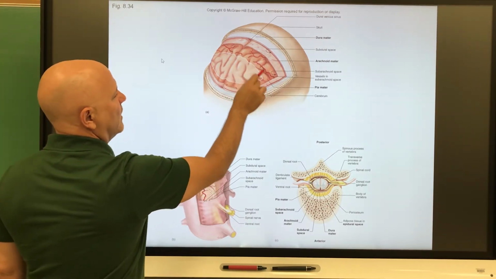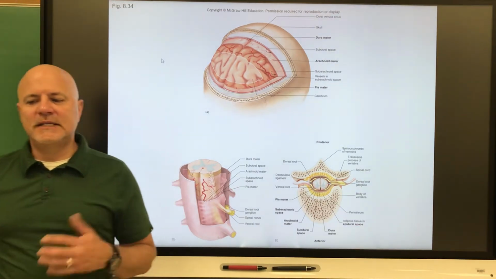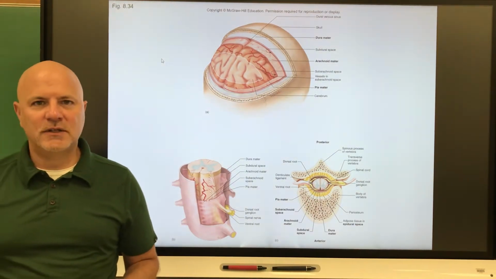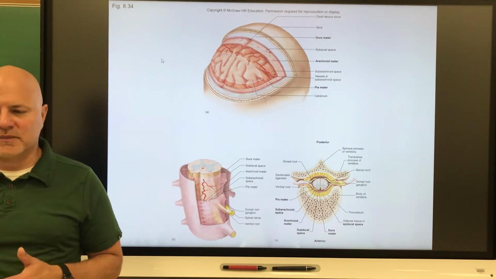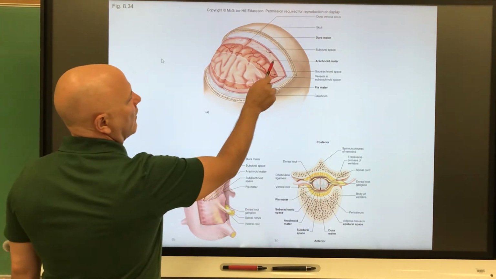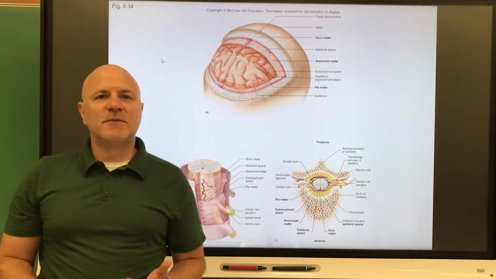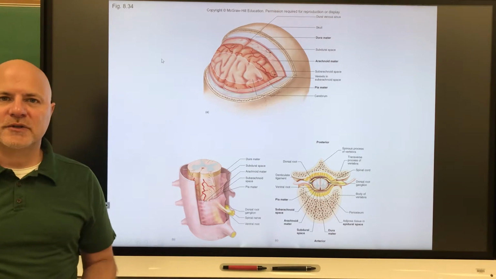That's the brain itself. So here's the spinal cord. All right, so the Pia Mater is the innermost layer of the meninges. So it is directly on the brain or spinal cord. Now there is a space between the arachnoid and the Pia Maters, and that is known as the Subarachnoid Space. And that space is filled with cerebral spinal fluid.